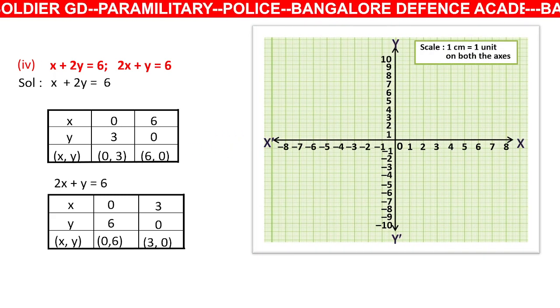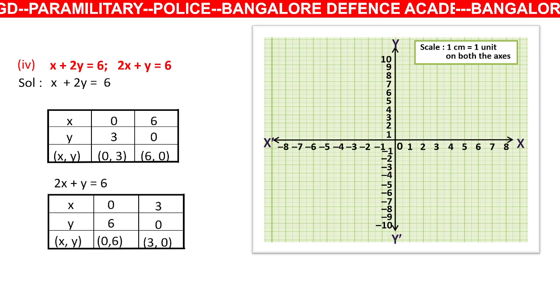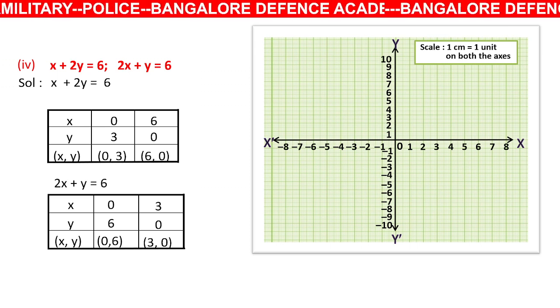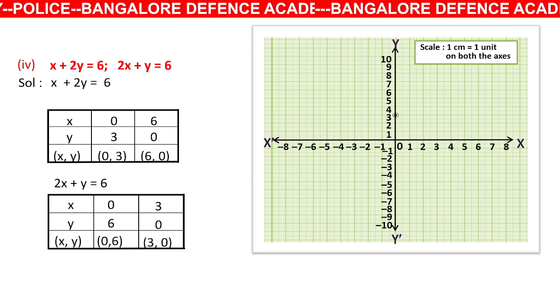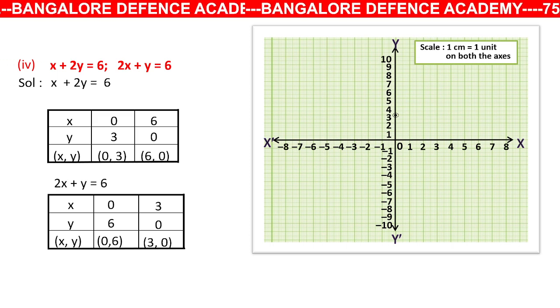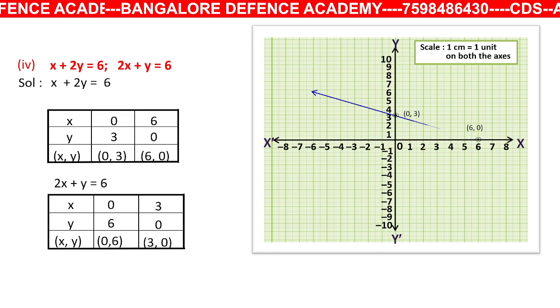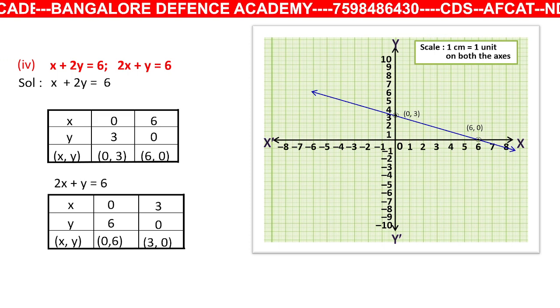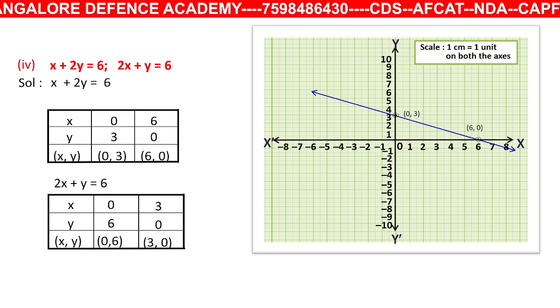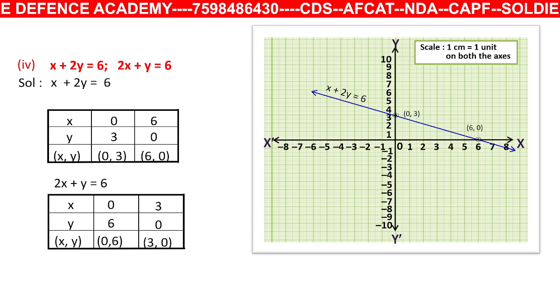For example, this is the graph paper with you. I have taken 1 centimeter as 1 unit on both the axes. Now imagine the first point is 0 comma 3, and the second point is 6 comma 0. If I join these two points, I get a line. This is the line for the first equation, that is x plus 2y is equal to 6.